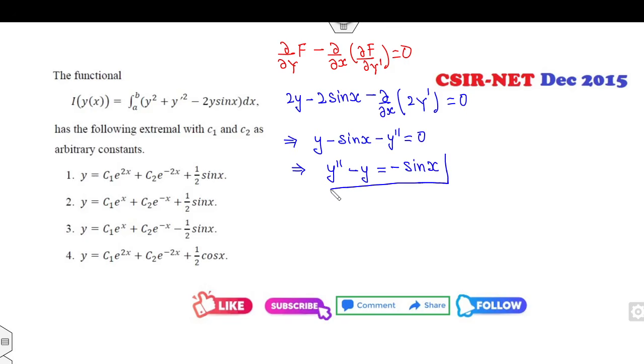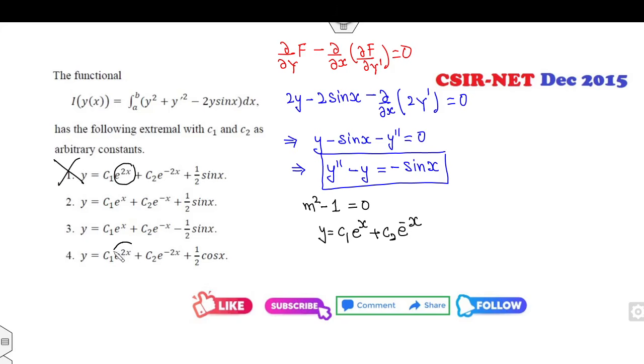Now clearly, this is a simple ordinary differential equation. Can you find this solution? The auxiliary equation is m square minus 1. The solution will be c1 e raised to power x plus c2 e raised to power minus x. The first option is cancelled because of e raised to power 2x. The last option is also cancelled. Can you find the particular integral? The particular integral is 1 over D square minus 1 into minus sine x.